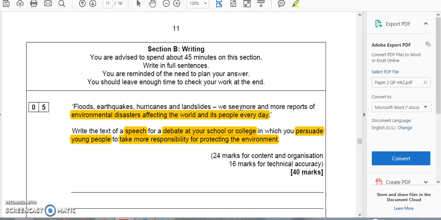So instantly, in under 3 minutes, I've looked at that question, I've identified the situation, so what I'm going to be writing about, and why. We've identified the layout, so we've identified that it's a speech, and what I'm going to have to do to write text for a speech. We've identified our audience, which is young people at a school or a college, and we've also identified the purpose, or why we're writing. We're writing to persuade them to take more responsibility for protecting the environment. So instantly, with that in mind, we can go on to plan maybe in a little more detail, confident in the knowledge that we're going to fully answer that question.